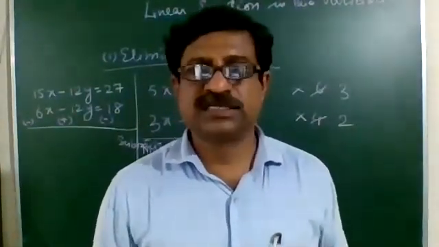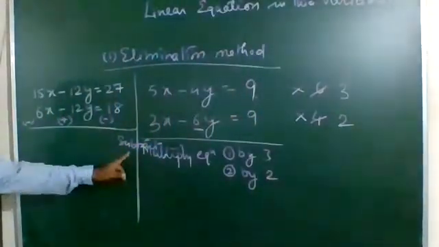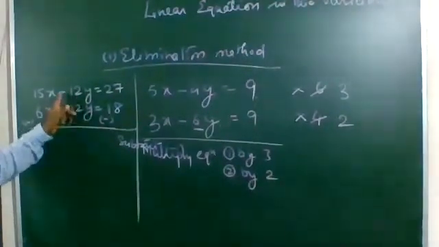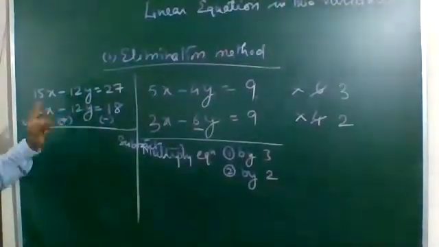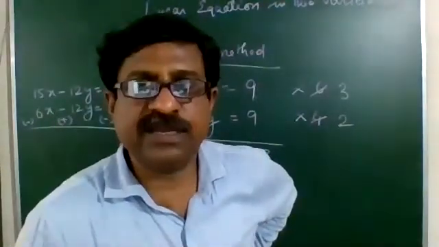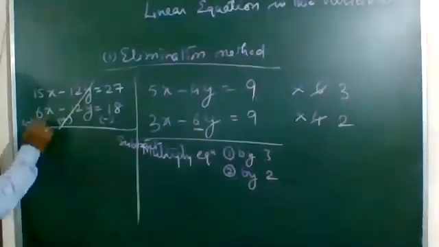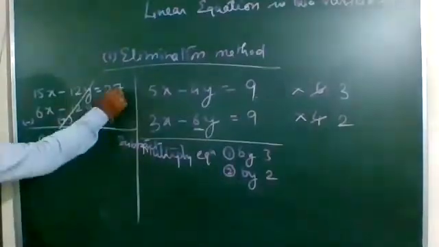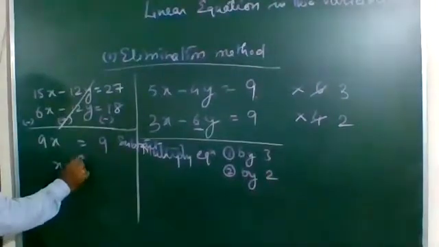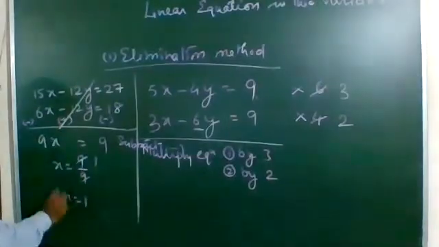Second equation's sign of each of the coefficients will be changed because we are subtracting it. And why are we subtracting? Because 12y and 12y both are having the same sign. To make it different, we have subtracted it and made it minus and minus. This is cancelled. 15x minus 6x is 9x, equal to 27 minus 18 is 9. So x equal to 9 upon 9, cancelled. x equal to 1.